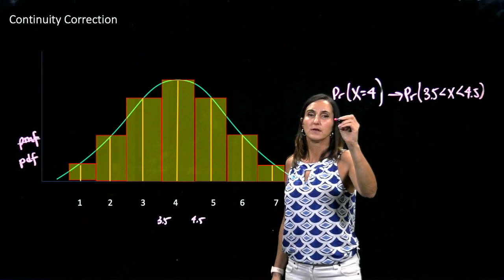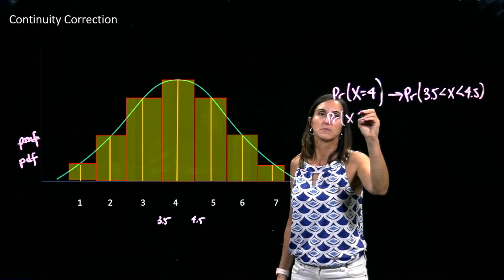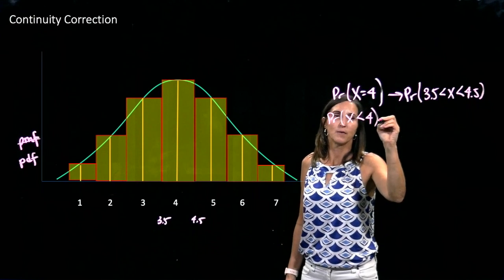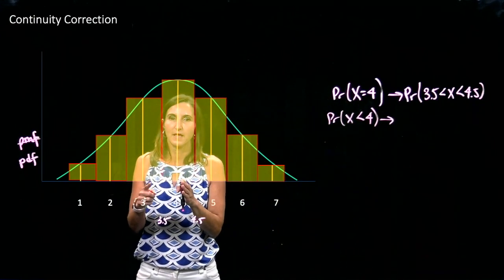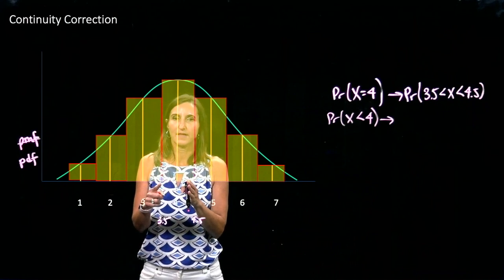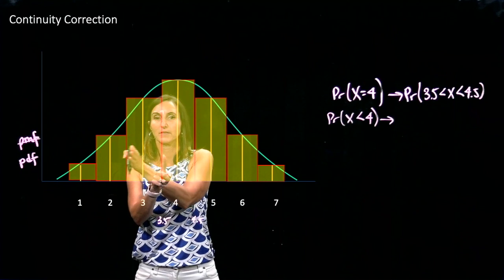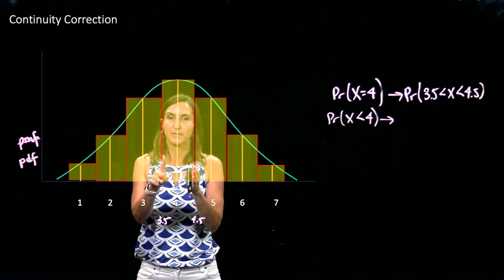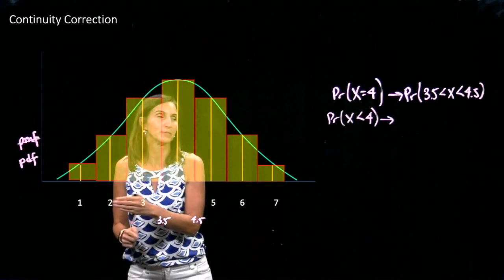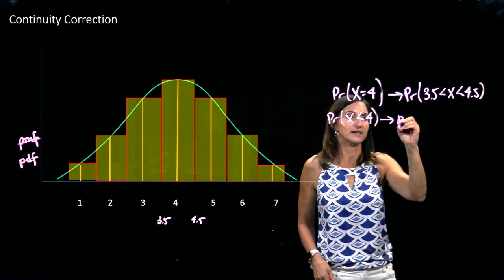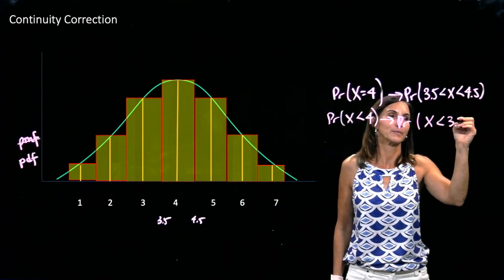And then what if instead we're looking at the probability that x is less than 4? Then what do we want to find? Here's 4, and we want to find the probability that it's less than 4. So we don't want any of this area. We want everything below that. So instead of using 4, we're using 3.5 because we want below this point. So instead of this, we'll write what is the probability that x is less than 3.5.